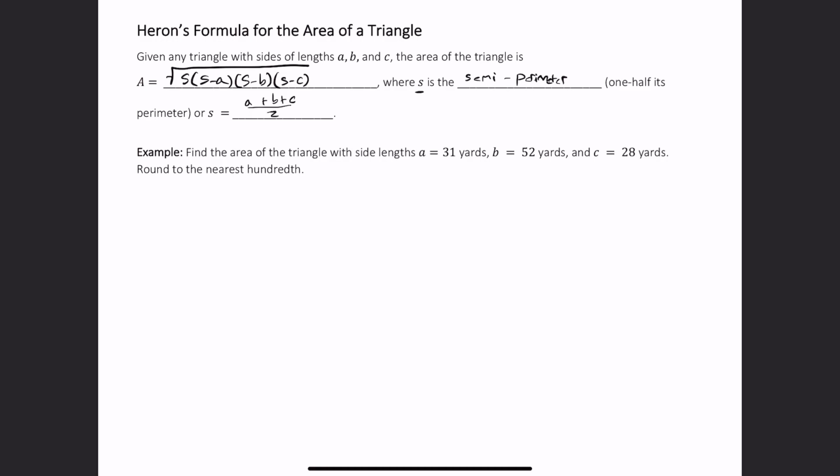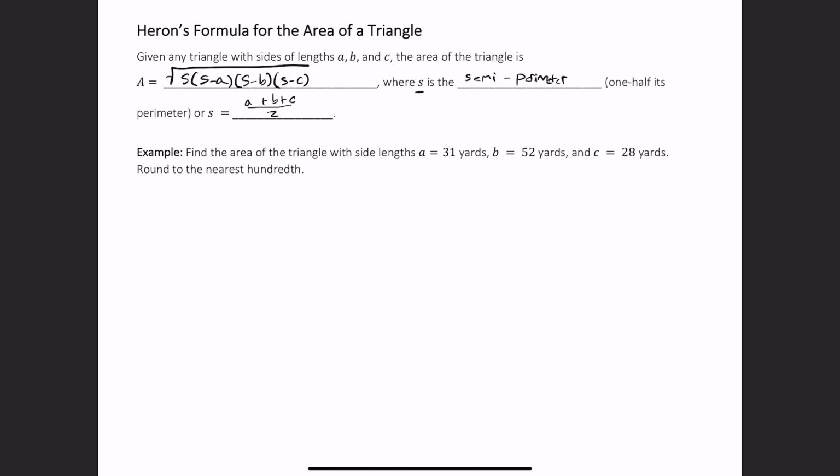So basically, to memorize this, all you have to do is add up all the sides. Once you have all the sides, then you divide it by 2, and that's your S, your semi-perimeter. And then you simply take the square root of S times S minus each side length. That's it. You should have the area.